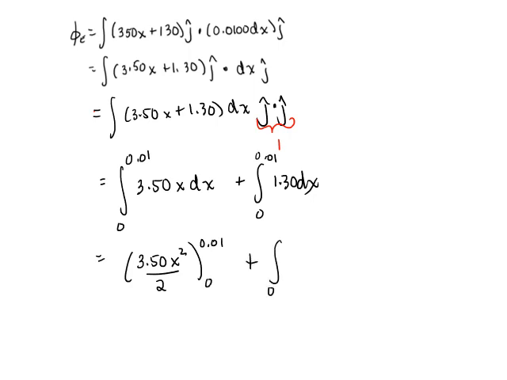Plus the integral from, my goodness, so easy to make a mistake. The integral of 1.3 times dx is 1.3 times x, going to be evaluated at 0.01 and 0. So when we put our limits in and evaluate it, we get 0.01318, and the units are newtons per coulomb times meters squared. So that's the flux through the top face of the cube.